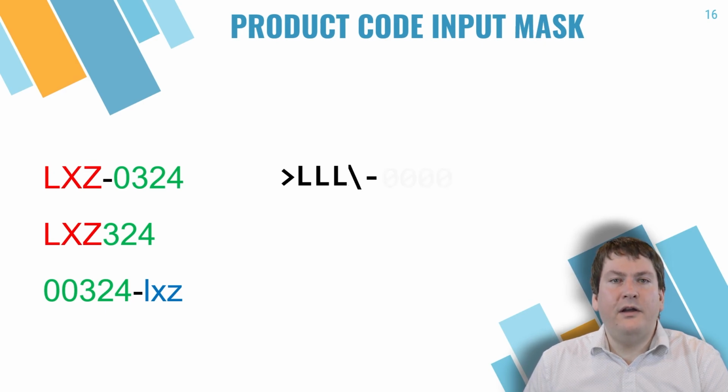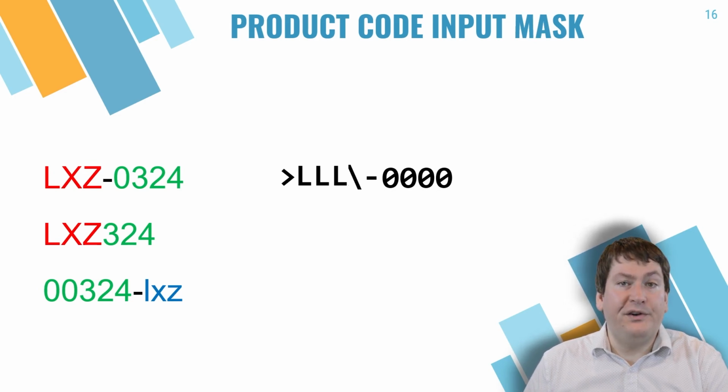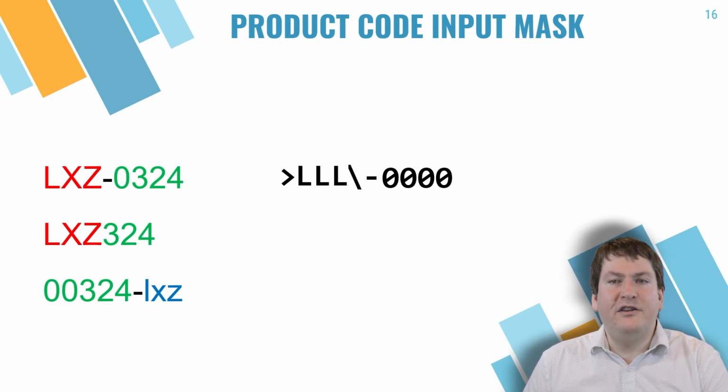So what we can use are the 0 characters in the input mask, which state that we must match at least 1 digit for each 0. As we want to match 4 digits, we add 4 zeros. If we wanted to make the digits optional, we could use the 9 character. If we wanted to state that only the last digit must be provided, we could use a mix like this. This would allow us to input 1 to 4 digits.